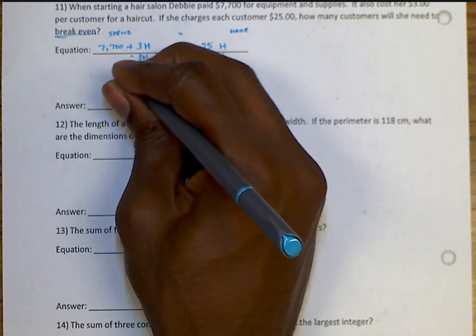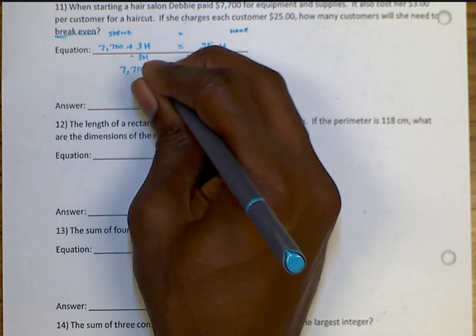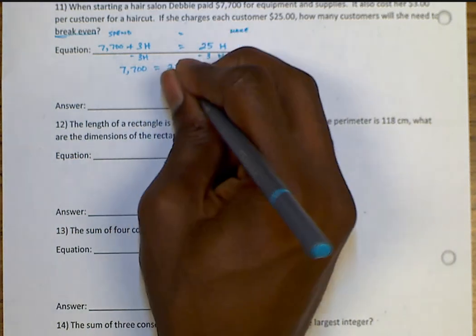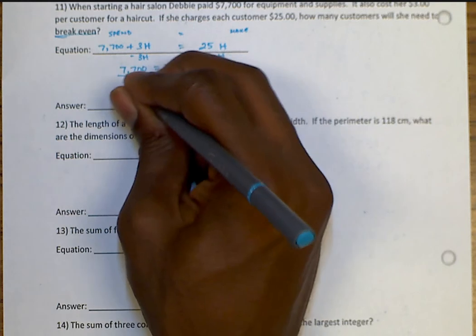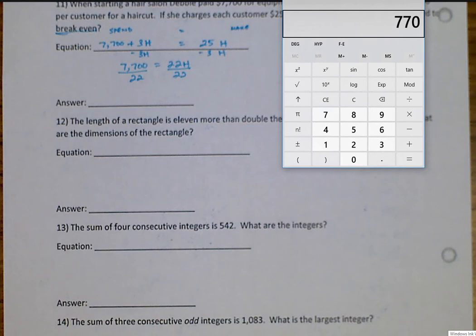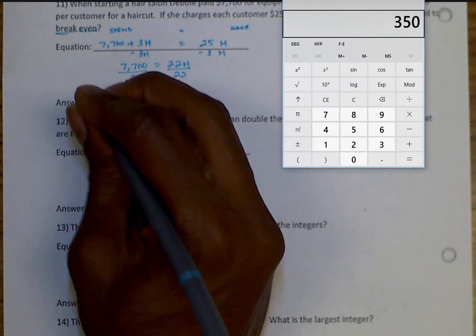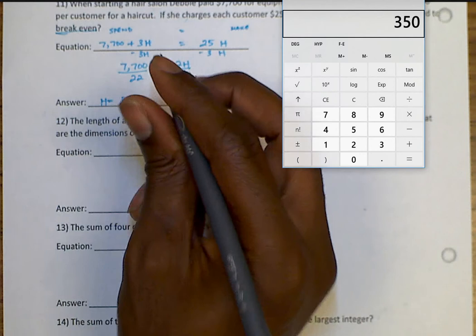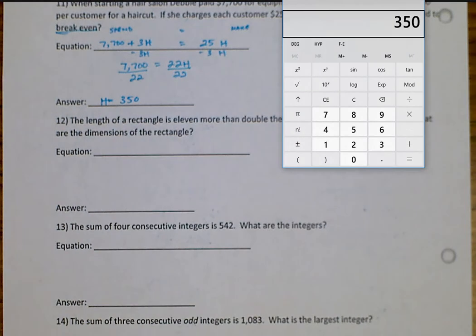So we get $7,700 equals 22H. In order to find H, we divide by 22. I'll do that on the screen here. Divided by 22, that gives us 350. So she needs 350 haircuts. When she's given 350 haircuts at her price, she will be becoming profitable.